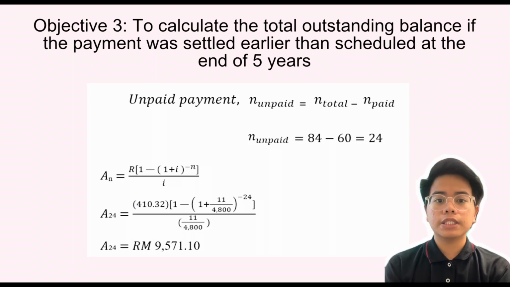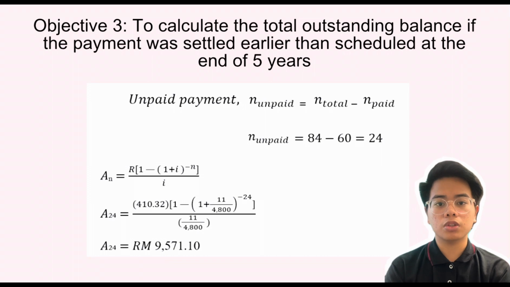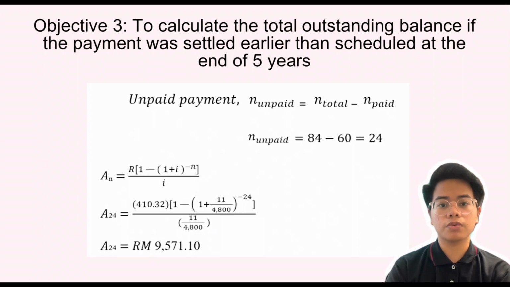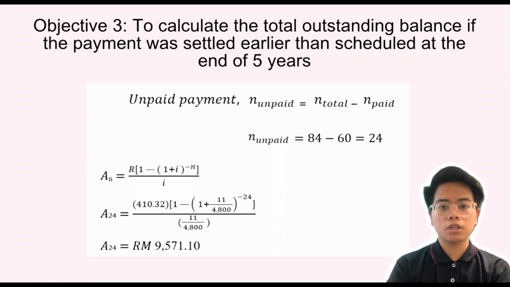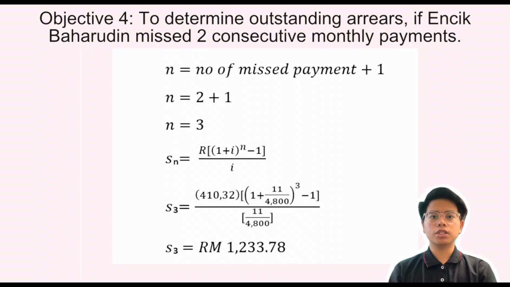By using the formula A_N is equal to R in bracket 1 minus in bracket 1 plus I to the power of negative N, over I. Now we just put the numbers into the formula, which is A_24 is equal to 410 ringgit 32 cents multiplied with in bracket 1 minus in bracket 1 plus 11 over 4,800 to the power of negative 24, and divided by 11 over 4,800, so we will get the answer A_24 equals 9,571 ringgit 10 cents.